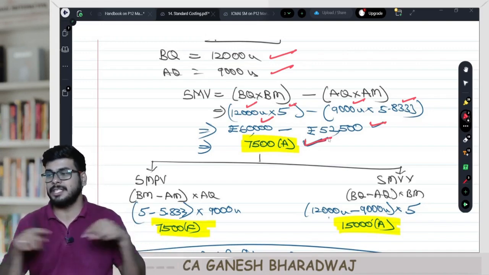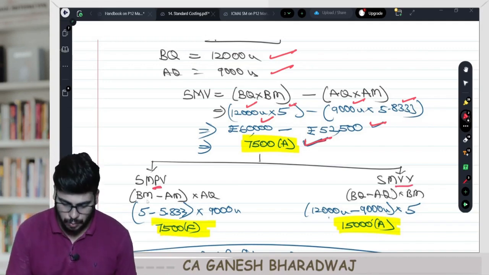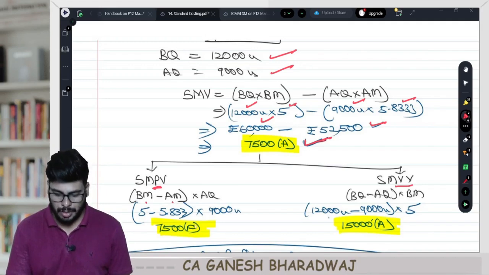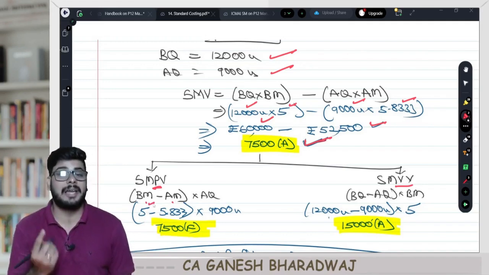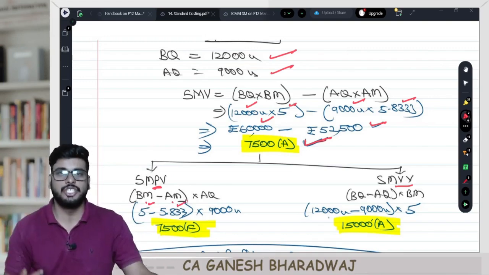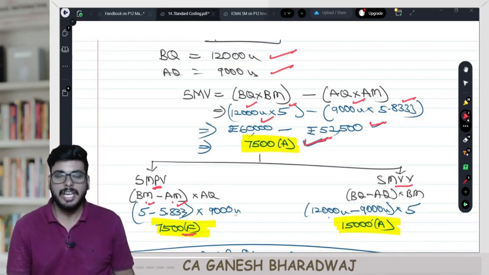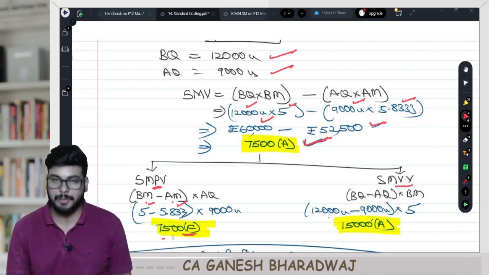Now this can be classified into two: sales margin price variance and sales margin volume variance. Price variance is what? Budgeted margin minus actual margin into actual quantity. So every time I sell a unit, I plan to earn 5 rupees, but I actually earn 5.833. So every time I sold a unit, I got 0.833 more. It's clearly a favorable variance into what? 9,000 units. It's going to be 7,500.